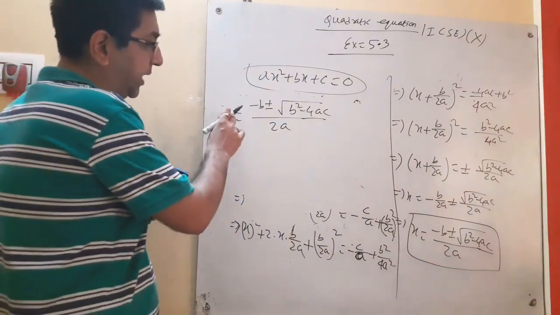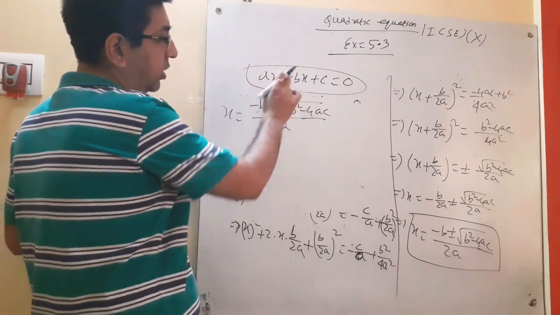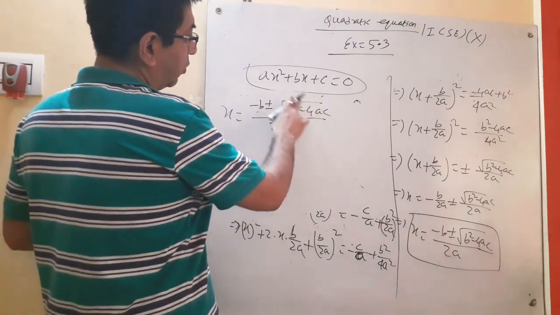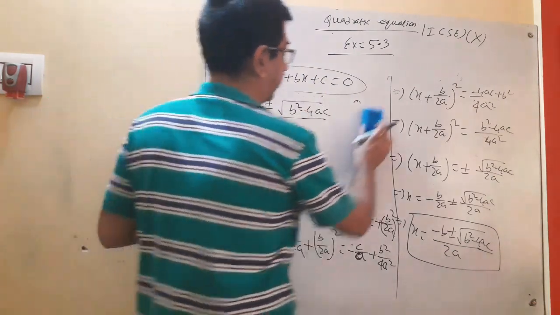Look, what is b? b is the coefficient of x. a is the coefficient of x square, and c is the constant term.